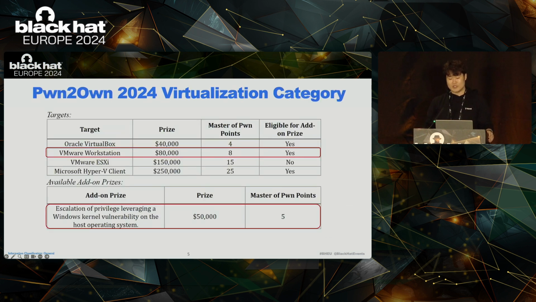We began this research with the goal of competing in Pwn2Own 2024, focusing on the virtualization category, specifically targeting VMware Workstation. The challenge included not only compromising the guest environment, but also escalating privileges through a Windows kernel vulnerability on the host. This inspired us to chain multiple exploits, which we'll be working through today.